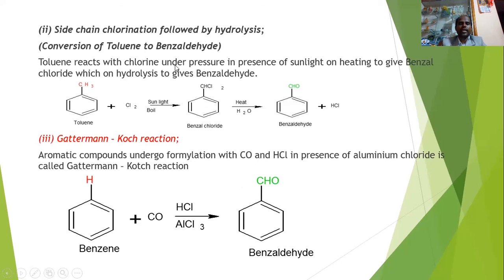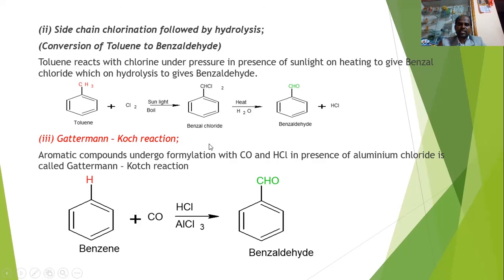So toluene reacts with chlorine under pressure. Why under pressure? Because chlorine is a gas, and this is a solvent. That is the reason pressure is required. In presence of sunlight it gives rise to this particular benzyl chloride. This on heating with water gives benzaldehyde. This is another method of conversion of toluene to benzaldehyde.